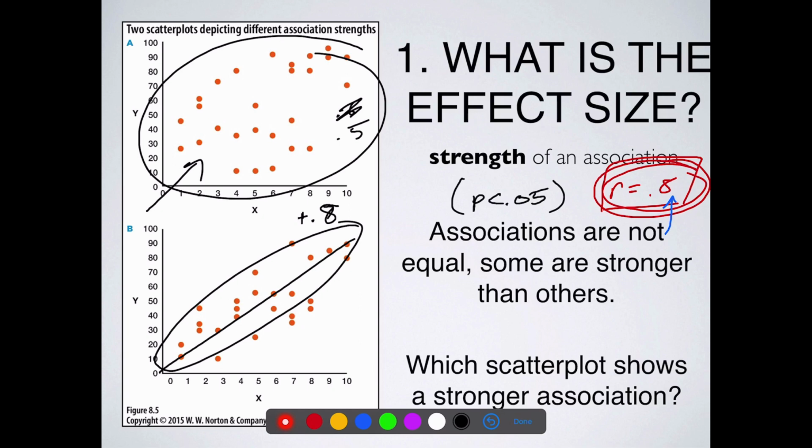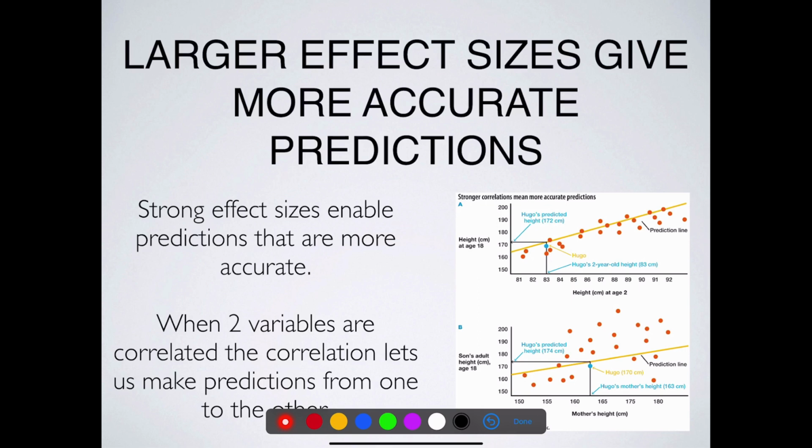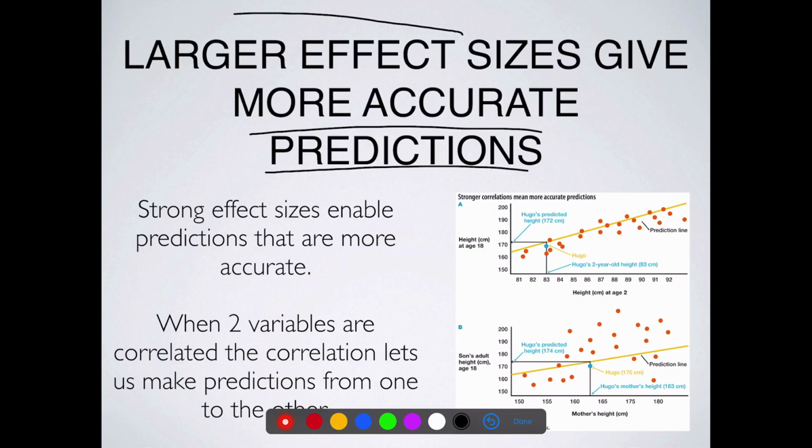And remember, when I'm saying effect size, you should be thinking of this correlation value, or what I'm calling the r coefficient. When we're dealing with effect size, again, we're thinking about, well, how strong is the relationship? If we do have a strong effect size, then we can make better predictions. So keep that in mind. Larger effect size, better prediction.